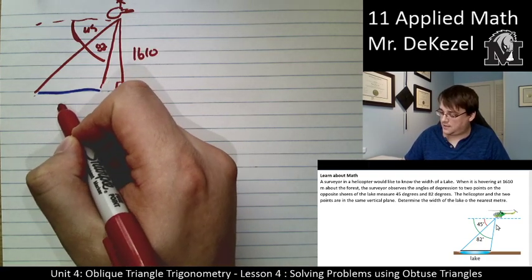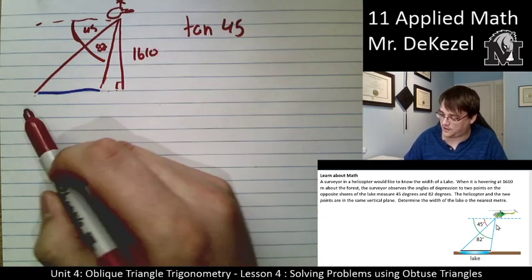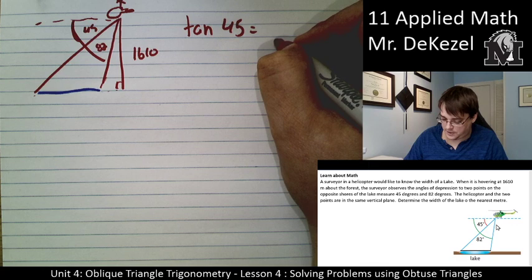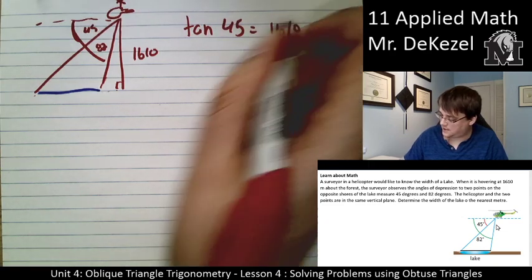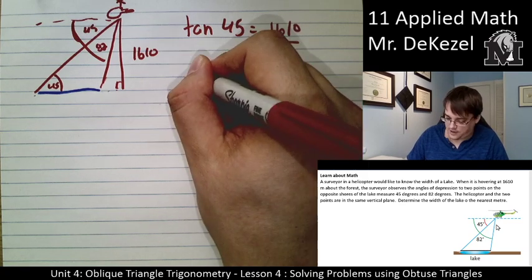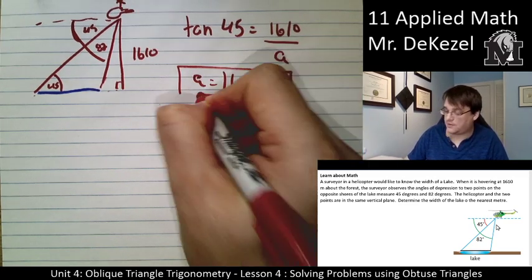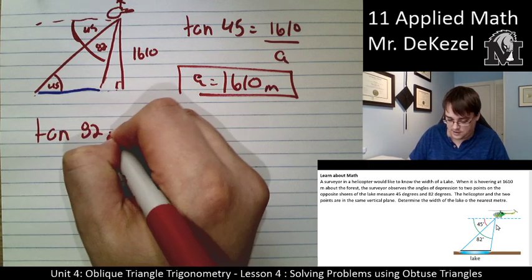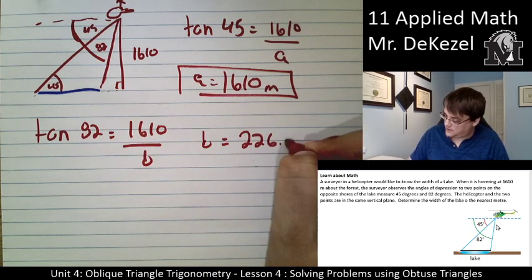I'm using opposite and adjacent sides, so that is tan. So tan of, let's do 45 first to find the far side, is equal to opposite over adjacent. So that would be 1610, because we're doing the opposite, and you can say that this angle is 45 as well. So 1610 over A, we find A. The tan of 45 is actually 1, so A is 1610 meters as well. We can find out this other distance here. We use the tan of 82, so the tan of 82 is equal to 1610 divided by B. If we switch this around to find out what B is, it's 226.3 meters.